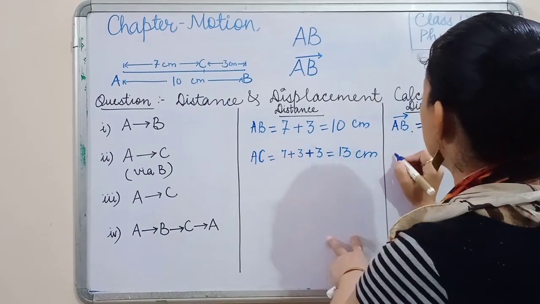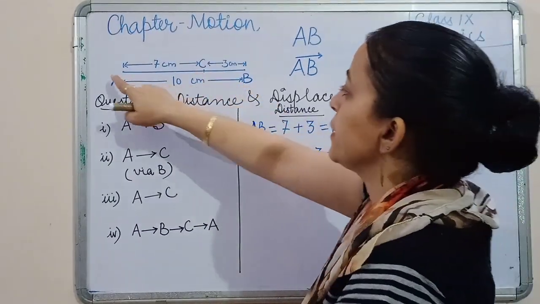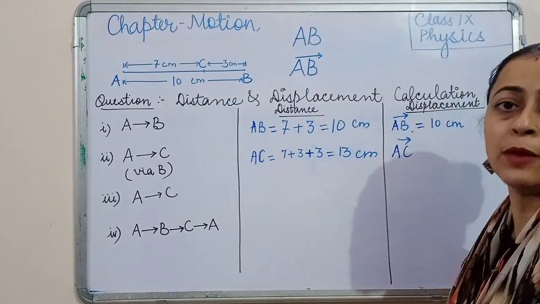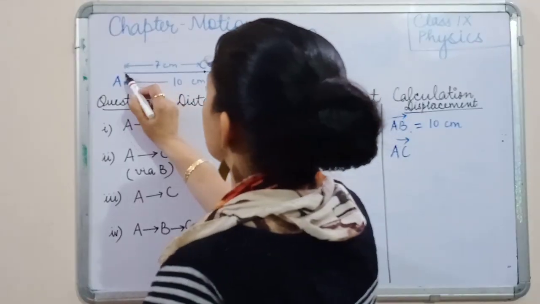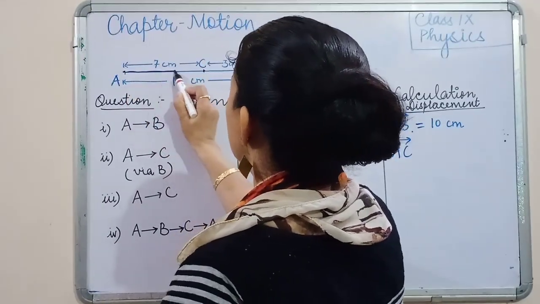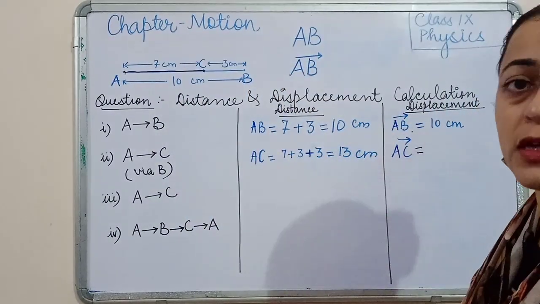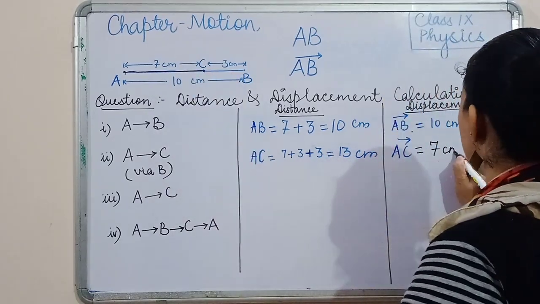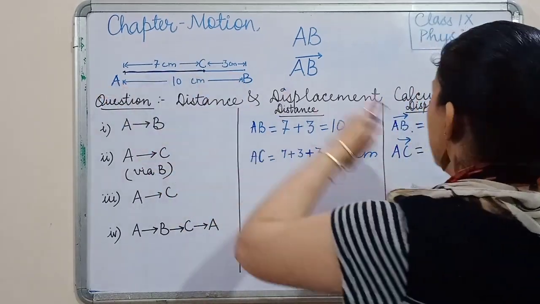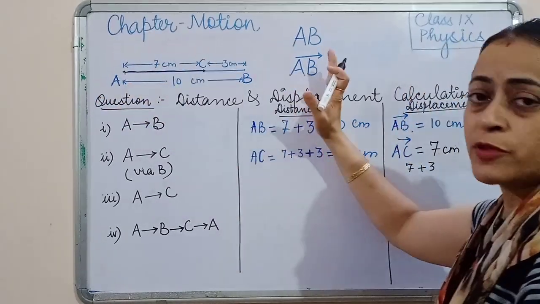Whereas when it comes to displacement, I will be joining the final and initial position with the help of a straight line. Joining the final and initial position with a straight line gives me this length only. So the displacement AC is equal to this much distance, which is 7 centimeters. And how come it is coming out 7? We have 7 plus 3 because both were towards the same side.